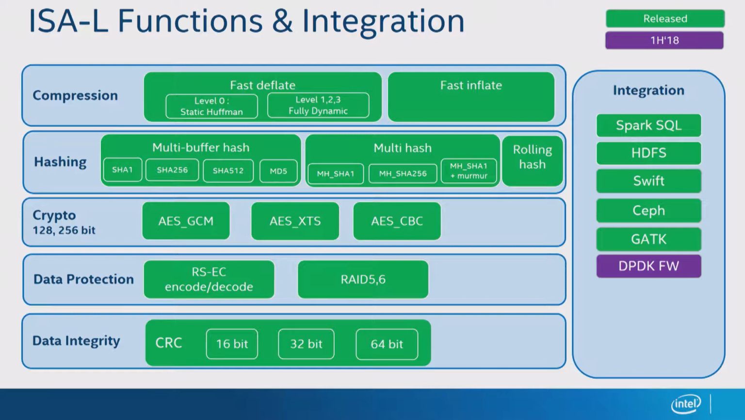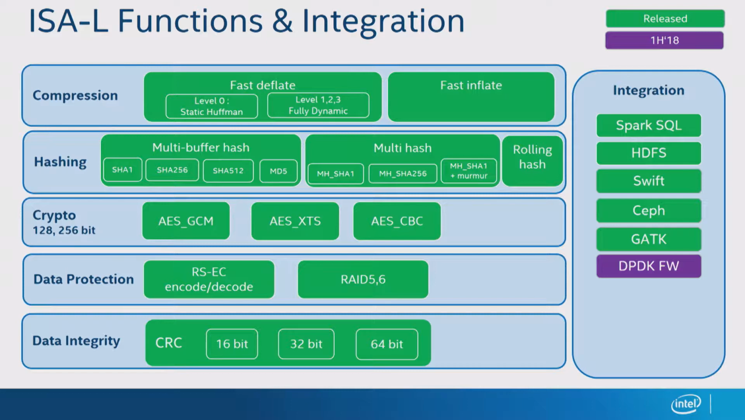Along with all these functions, ISIL has been integrated into a lot of open source libraries. Just to name a few, HDFS already supports ISIL erasure coding. We have Spark SQL, Swift. Ceph also has ISIL compression and erasure coding integrated into it. Last year, GATK, the Genomic Analysis Toolkit, integrated ISIL compression. What they've seen is a 2.7x improvement in compressing the genomics data, as well as a 2x improvement in decompression using the ISIL library within GATK.